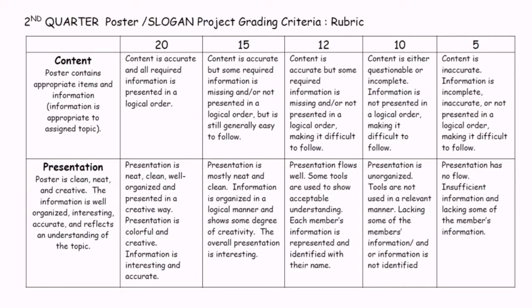For 10 points, it's either questionable or incomplete. Information is not presented in a logical order, making it difficult to follow. And for 5 points, it is inaccurate. Information is incomplete, inaccurate, or not presented in a logical order, making it difficult to follow.